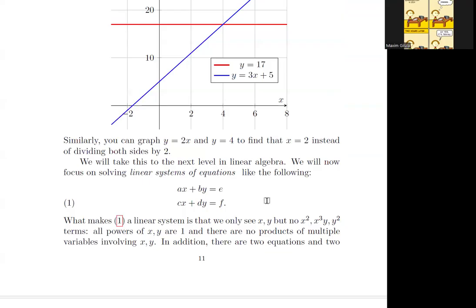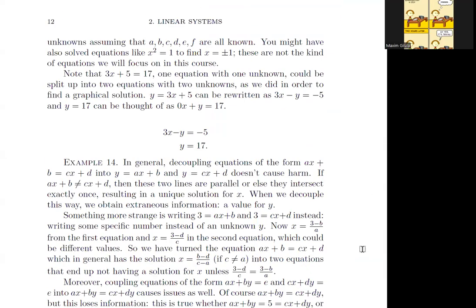What makes this a linear system is that we just see x and y by themselves. So there's no x squared, no x cubed, no y squared, no xy, nothing like that. So the powers of x and y are 1 or 0, and there are no products of multiple variables with x's or y's. That's the important thing. So we assume a, b, c, d, e, f are known. Otherwise, this would not be a linear system. Like if a and x were both unknowns, that would change this kind of problem.